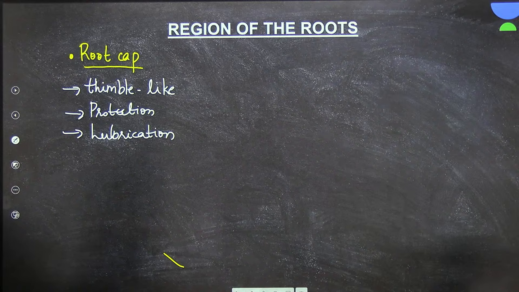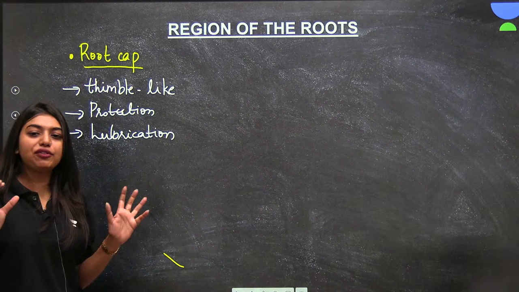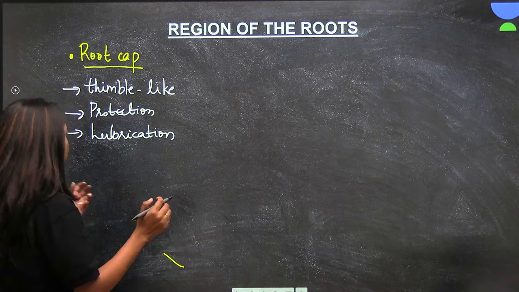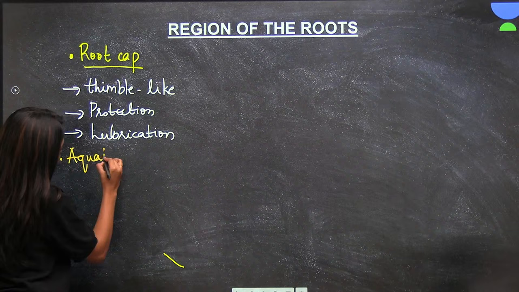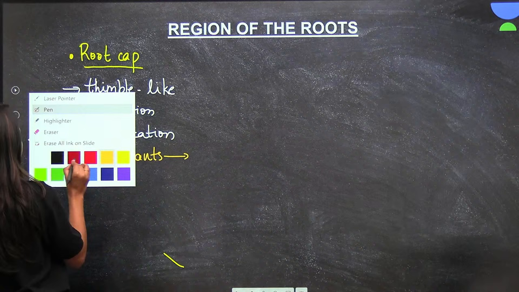So, this root cap is the first structure. Now, students, understand, this root cap you will not see in aquatic plants. This is an exception. So, I'll write it here. In aquatic plants, what do we see? Do any of you know this? We will see root pockets.